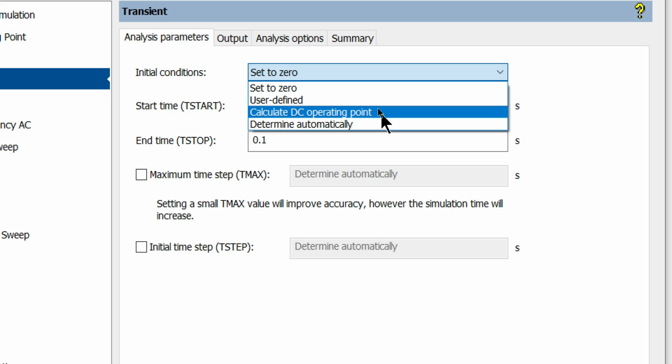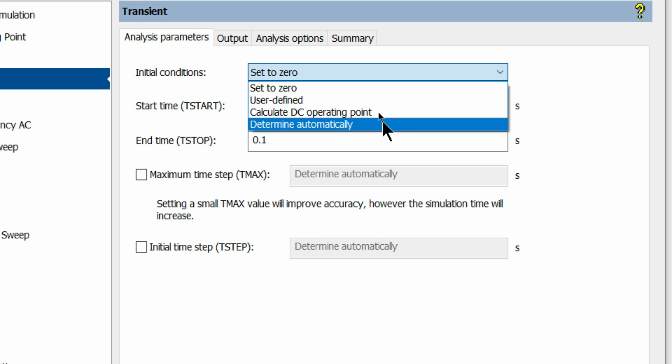Select Calculate DC operating point if you want Multisim to first calculate the DC operating point for the circuit, then use that result as the initial conditions of the transient analysis. If you select determine automatically, then Multisim tries to start the simulation using the DC operating point as the initial condition. If the simulation fails, it uses user-defined initial condition.